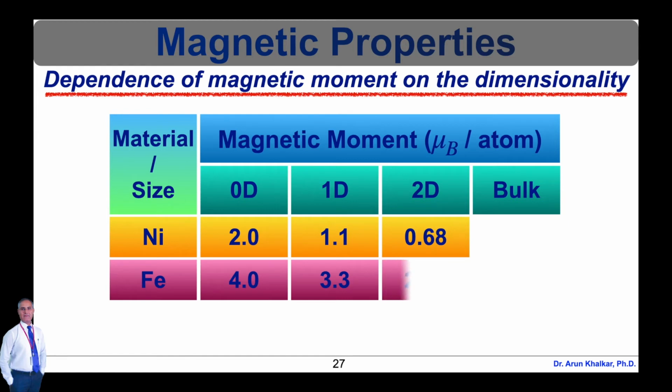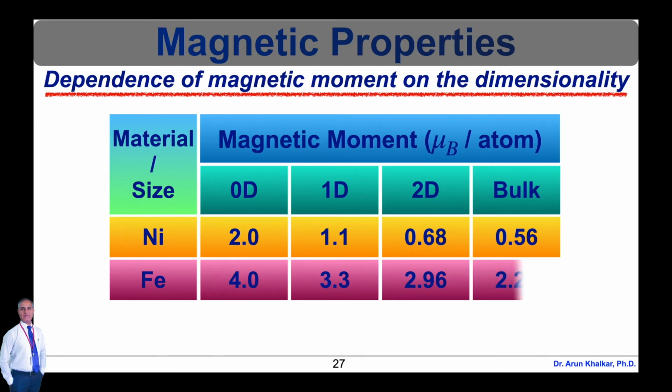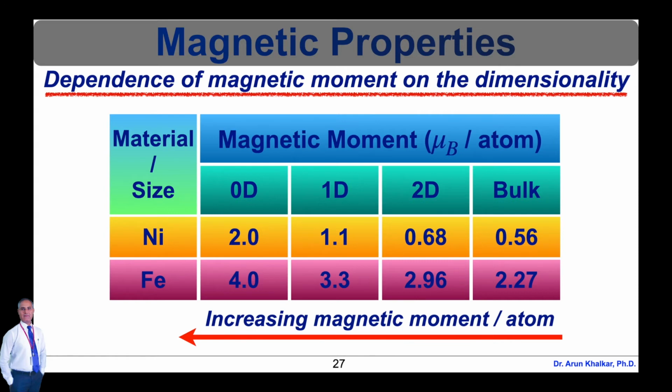For 2 dimensions, nickel is 0.68 and Fe is 2.96. For the bulk, nickel is 0.56, whereas Fe is 2.27. So there is an increase in magnetic moment per atom as the dimension decreases.